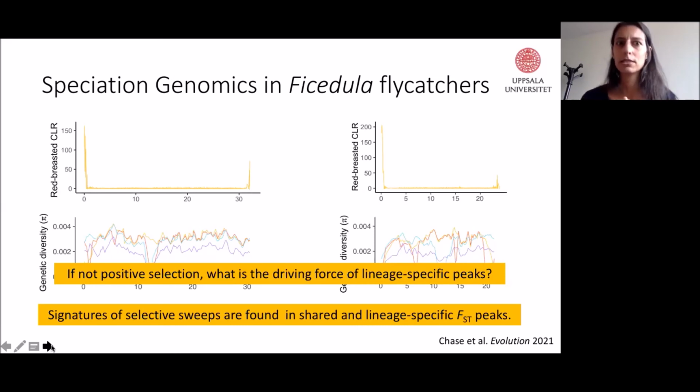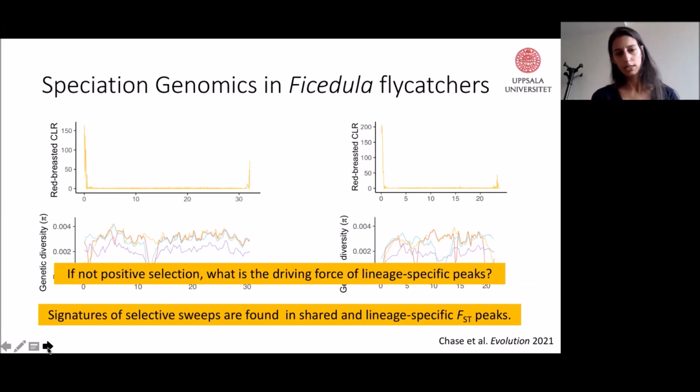Now this tells us selective sweeps are not the driving force for lineage-specific peaks. And why did we address this question? Because this is a common hypothesis. A common hypothesis is that shared peaks are a result of background selection, so we have reduced diversity simply because of strong background selection, and lineage-specific peaks are then a result of lineage-specific adaptation and positive selection. What we show here is that no, this is not the case. We actually find signatures of selective sweeps in those kinds of peaks.